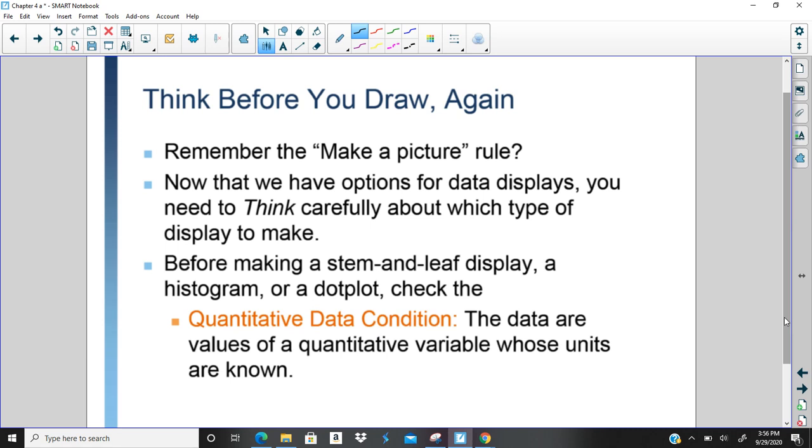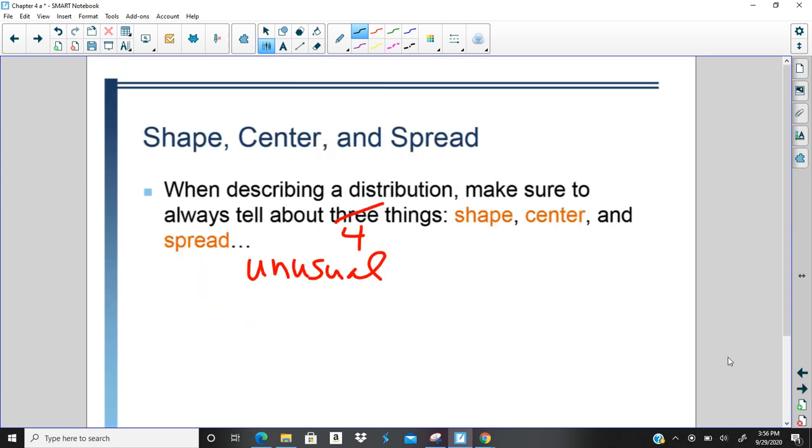Before we do this, you have to make sure that the quantitative data condition is being met, meaning that the data is quantitative, that is numerical, as opposed to categorical. Now, the last thing I wanted to start with you today is bringing out the idea of how to talk about the quantitative summary graph that you're going to see, the histogram, for example.